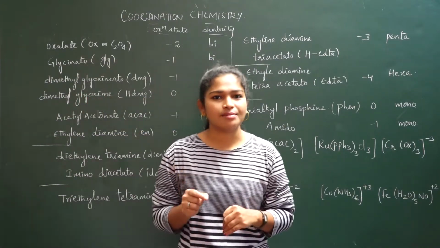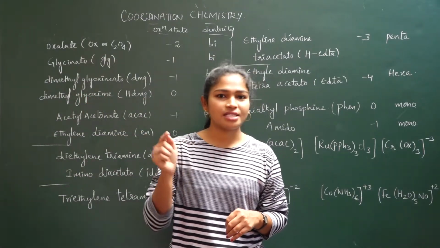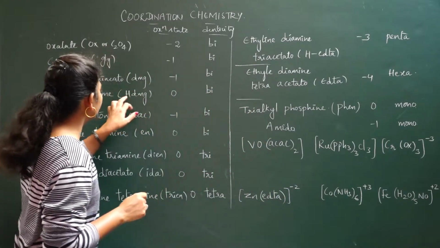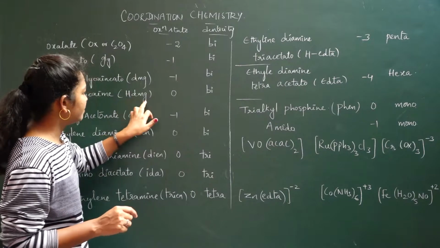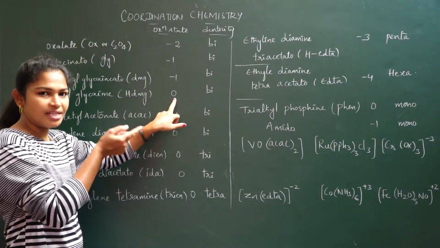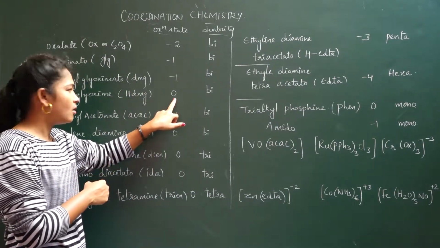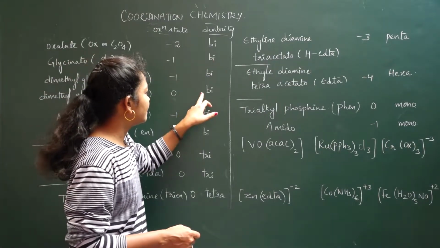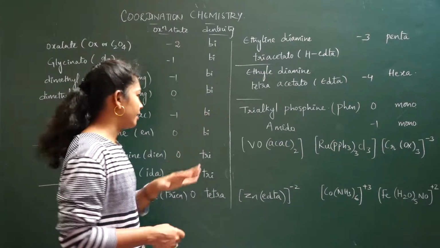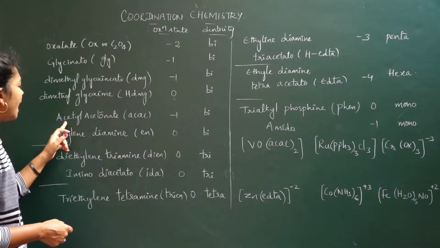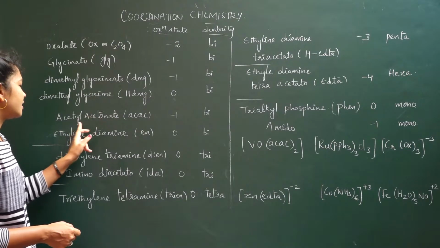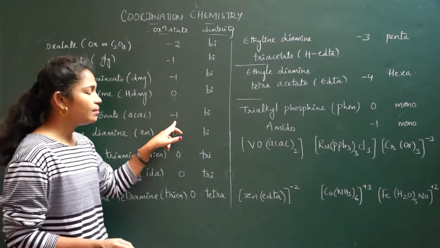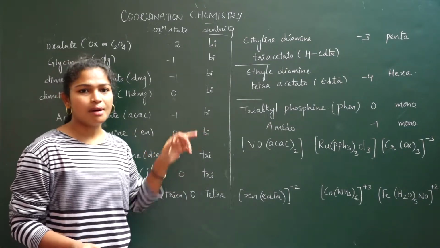If you want to write DMG, if you are taking H out, then it will become -1, right? So DMG is -1, HDMG will be 0 again. That means again it has taken hydrogen into the complex, so it has become 0 here. Denticity is bidentate. Next, acetyl acetonate, ACAC. The charge on that will be -1 and it is also bidentate.